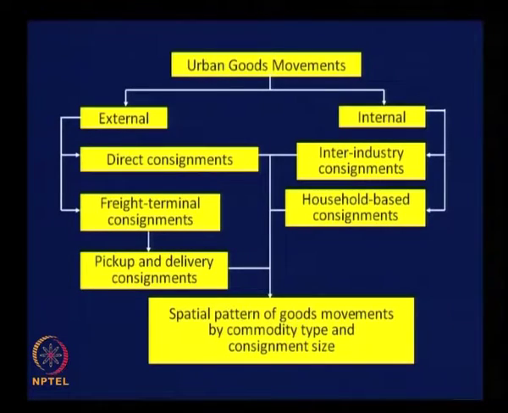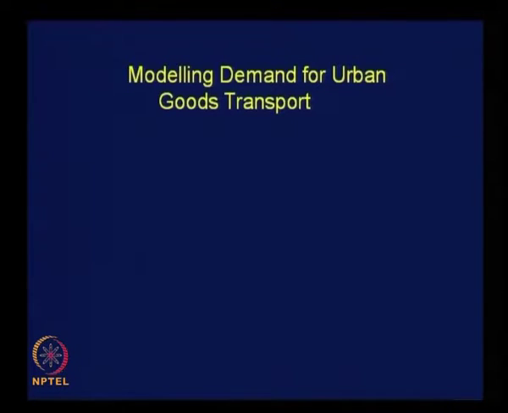Okay. Now we need to realize, unless we model this spatial pattern of goods movements either by commodity type or consignment size or both, we will not be able to predict the future scenario with regard to spatial pattern of goods movement. So there is a need for modeling goods movement also, as we have done in the case of person trip in an urban area, right. So what are the related issues in modeling demand for urban goods transport?